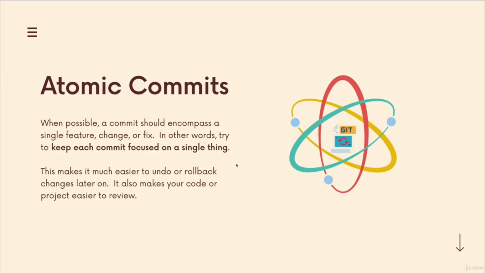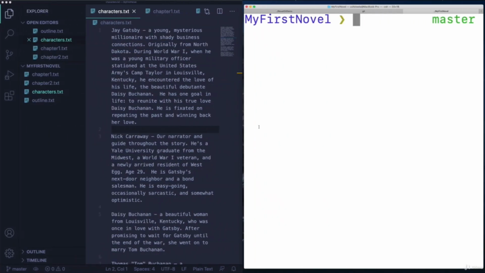So if that doesn't mean anything to you, just read the first paragraph here. When possible, your commits should encompass a single feature, a single change, a fix. In other words, try and keep each commit focused on a single thing. And this is important, especially if you're writing code, adding features or fixing bugs. It's super important to keep things as atomic as possible, to keep each commit focused on one thing. Again, that does not mean one file. That means one feature, one thing that you worked on. So let me show you an example.